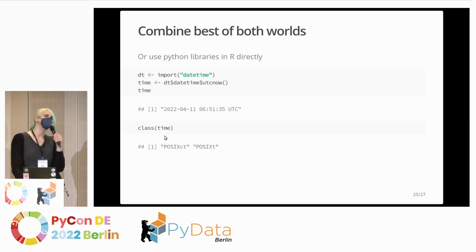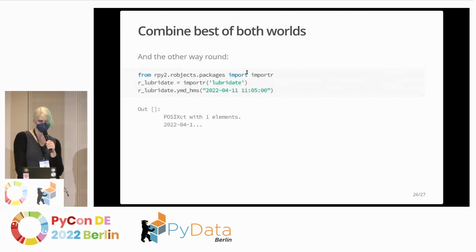And it's also possible to do it the other way around. So when you're working, for example, with Python in a Jupyter notebook, you can just use the rpy2 package, and there you can load the R objects and import some package from R, and then run R code from Python.